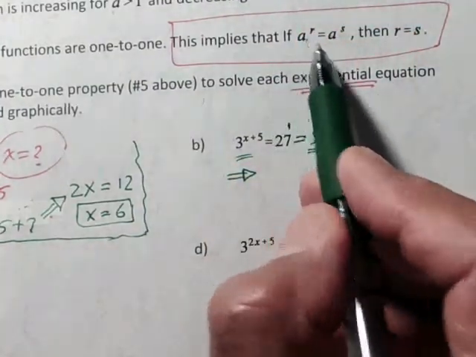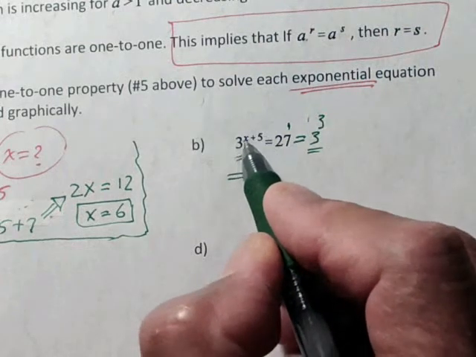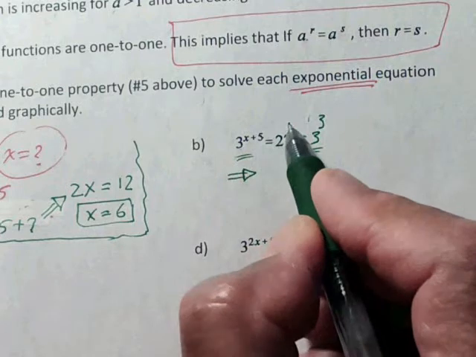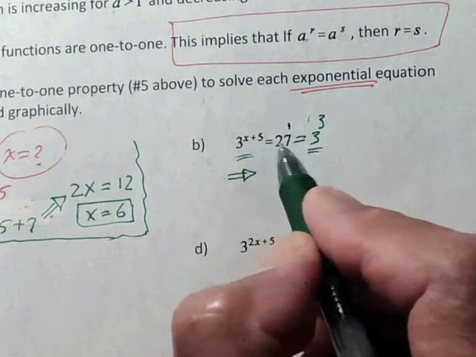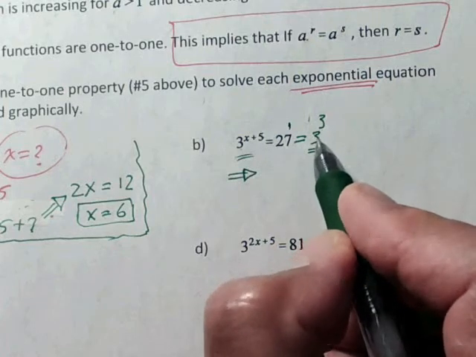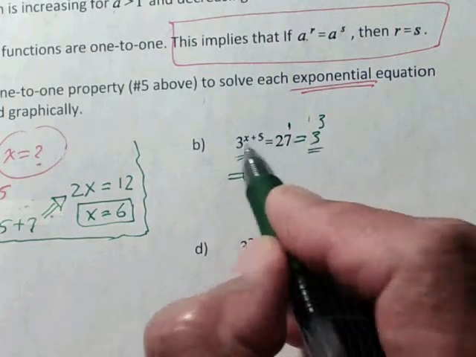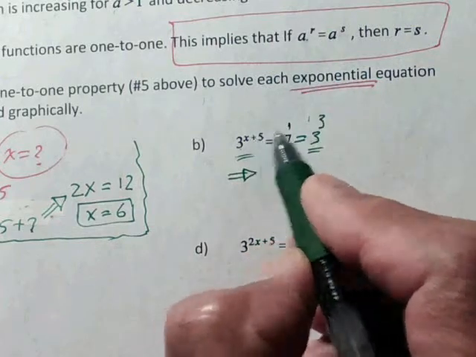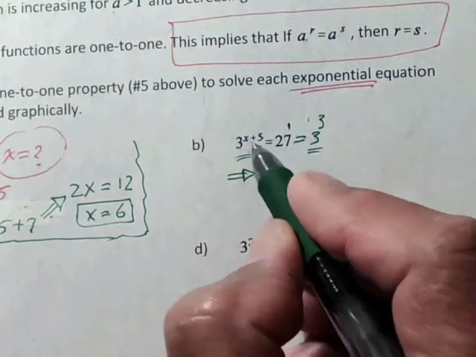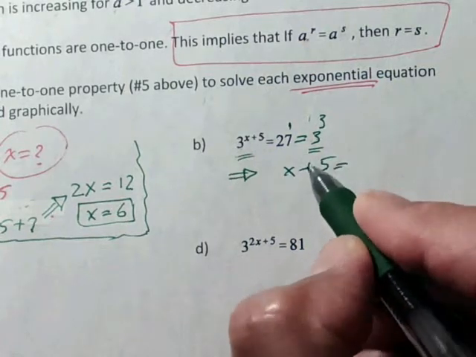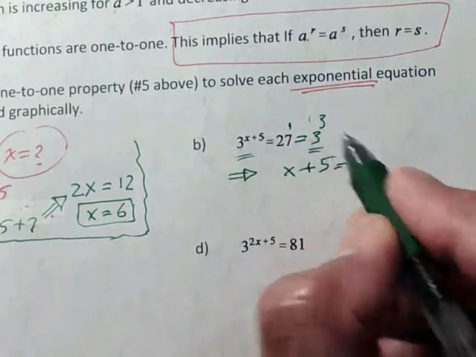This is 3 to power x plus 5, this is 27 to power 1 actually. So we have different bases, but 27 is 3 to power 3. So I made the bases the same, just like I have here. So I can put the exponents equal. That means x plus 5 is equal to 3.